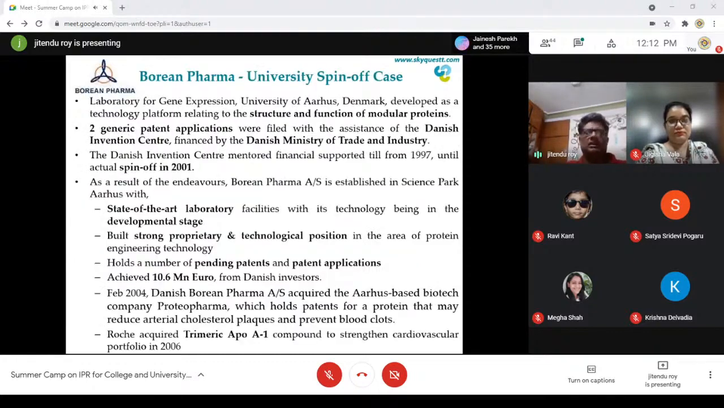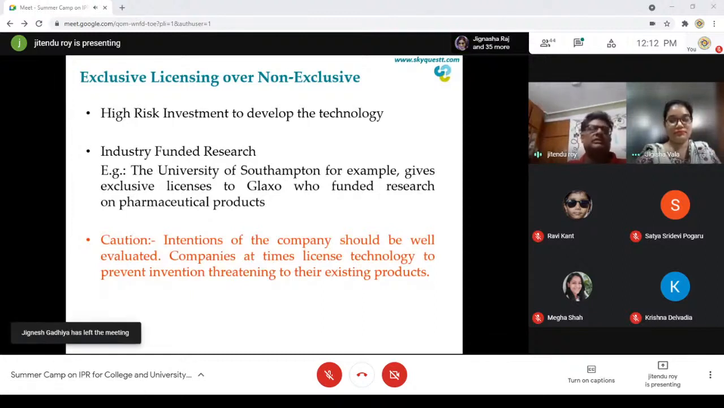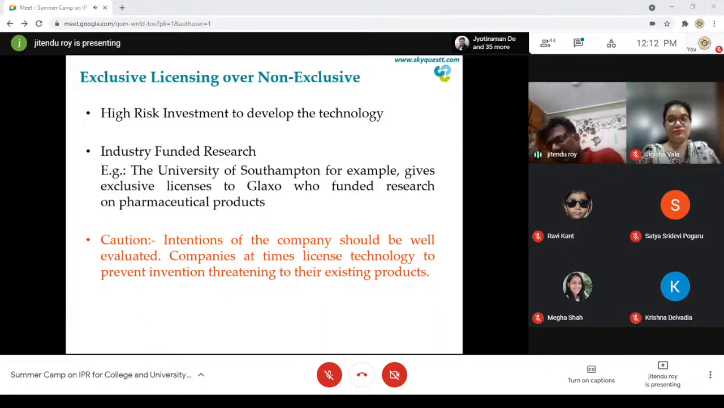I think I have just shared some of this. Okay, I will quickly run through. There is exclusive licensing. Licensing is of two types. Exclusive, where one organization gives the rights to one company only. And non-exclusive, where the innovator can give the license to multiple companies.